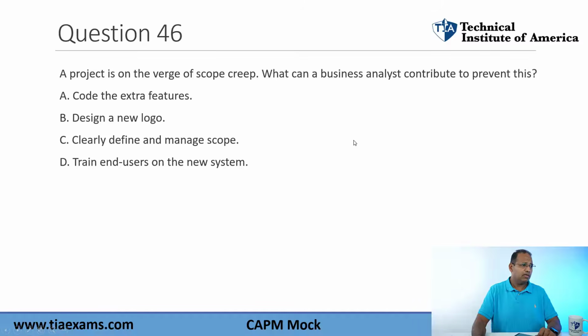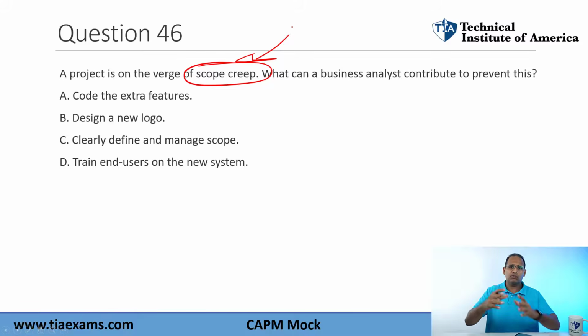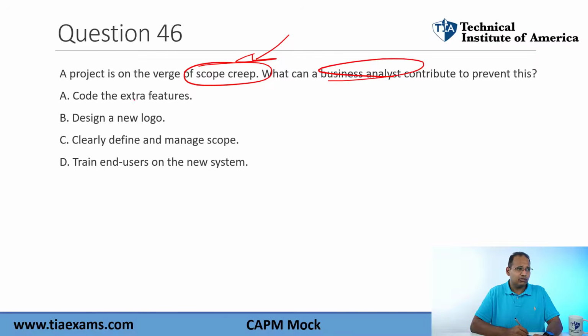Okay, here we go. 46. A project is on the verge of scope creep. What can a business analyst contribute to prevent this? Code the features. Well, there's a couple of things. Scope creep and the business analyst. First of all, what is this? Scope creep is when you do more work than is in the scope, when the scope grows and grows and grows. So code the extra feature. Now, a business analyst is not a tech person, so they're not going to be coding. That's the team member. Designing it can also be done by the team.